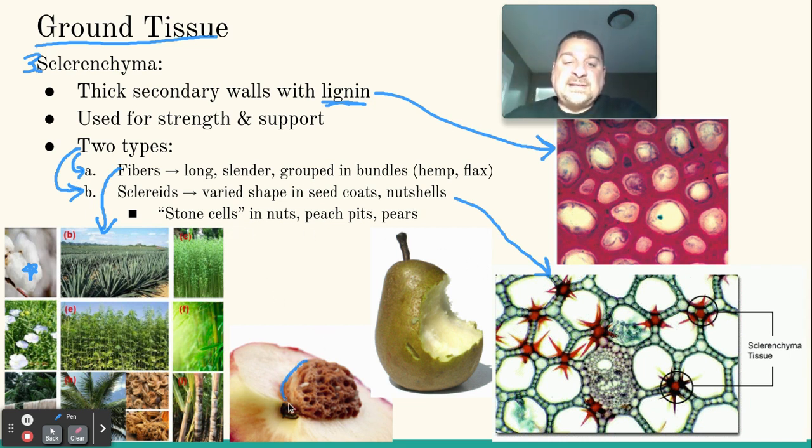The stones inside of a peach, okay, those stones have a lot of sclerid fibers. Also pears, when you bite into a pear and it has that gritty texture, that's because of the sclerenchyma fibers inside that ground tissue of the fruit of the pear.